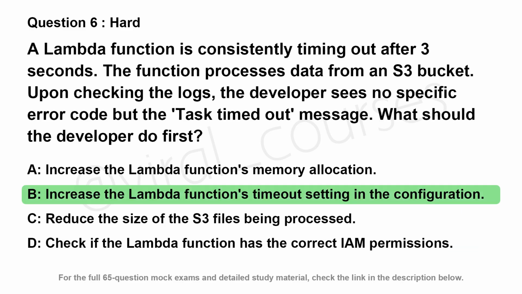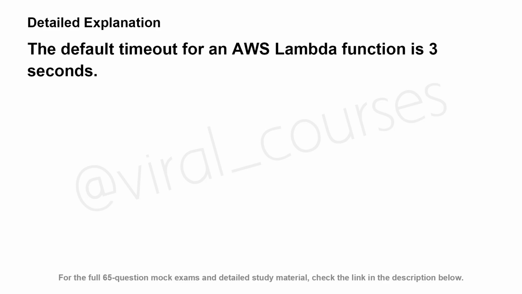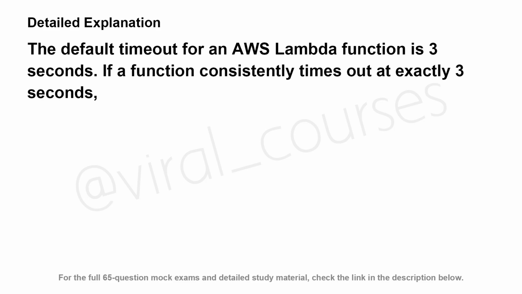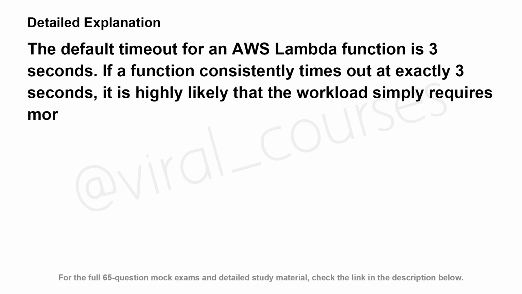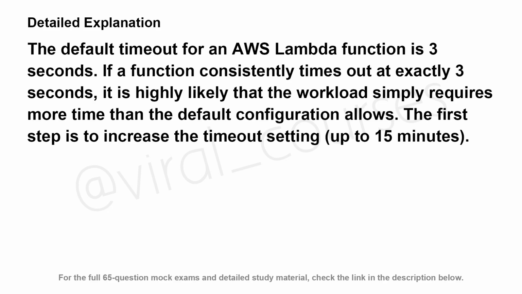The correct answer is B. The default timeout for an AWS Lambda function is 3 seconds. If a function consistently times out at exactly 3 seconds, it is highly likely that the workload simply requires more time than the default configuration allows. The first step is to increase the timeout setting up to 15 minutes.